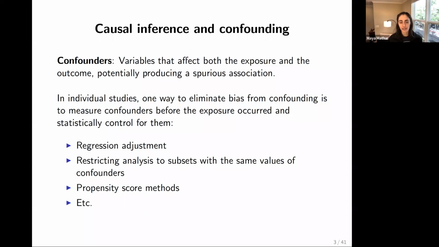We can do this in any number of different ways. For example, adjust for the variables in regression, or restrict analysis to subsets of participants who have the same values of the confounders, use propensity score methods, or many other means.